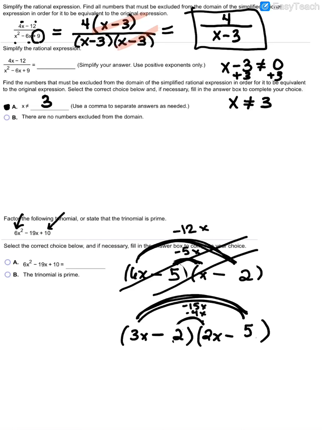And finally, I didn't plan that on purpose for it to be the last one to work, but finally we see that that adds up to a negative 19x. So my correct factors here are 3x minus 2 times 2x minus 5.